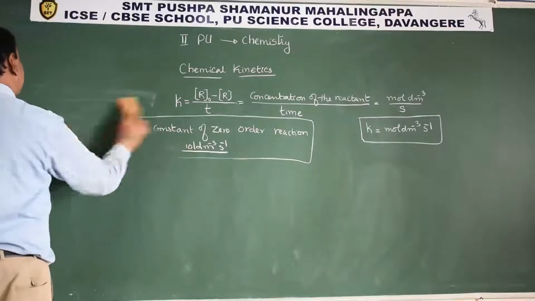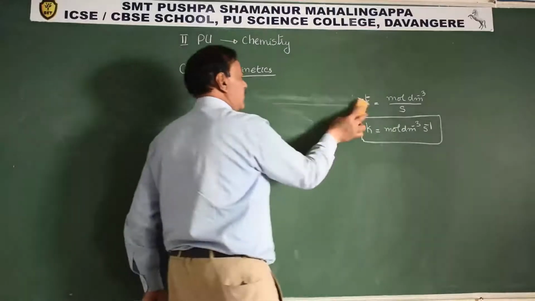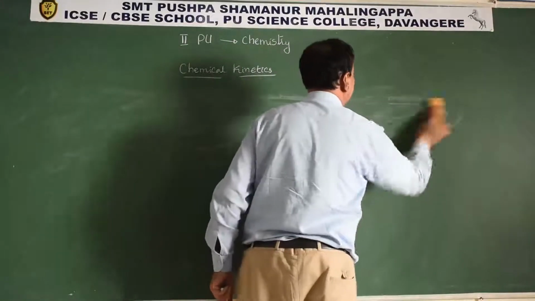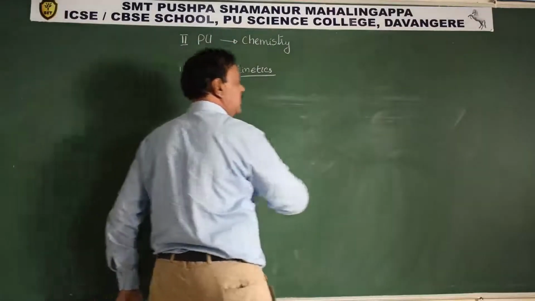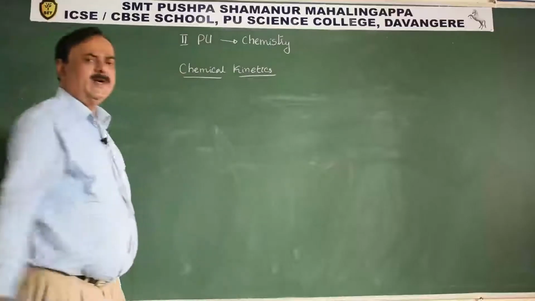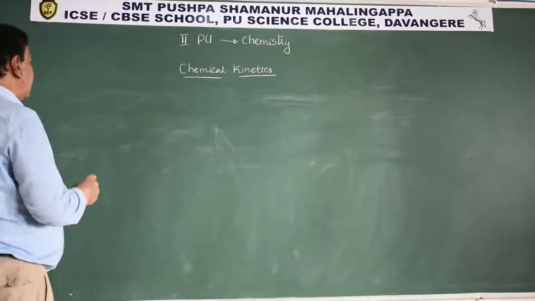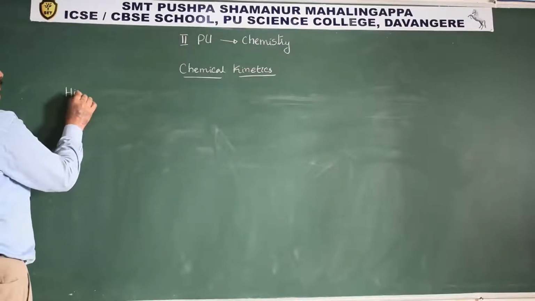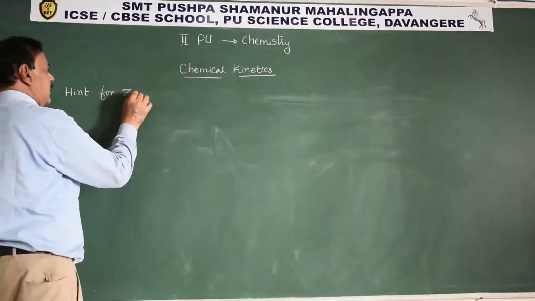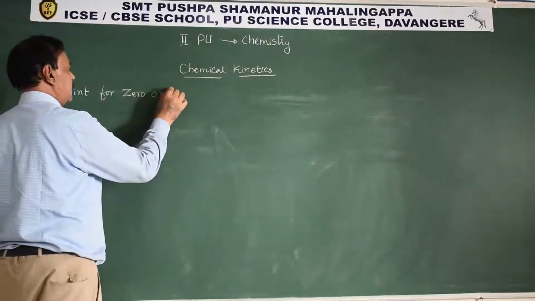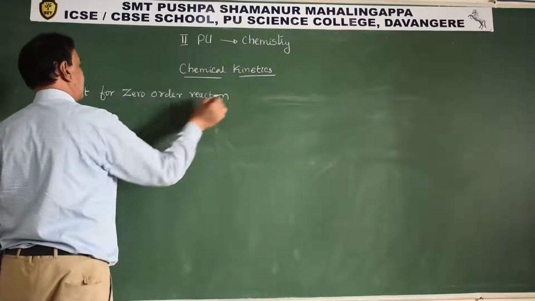Now, what are the good examples for zero order chemical reaction? In your 1 mark questions, they will ask to mention the examples of zero order chemical reactions, or give examples for zero order chemical reaction. How to identify the zero order chemical reaction? I will give one clue, one hint for zero order reaction.